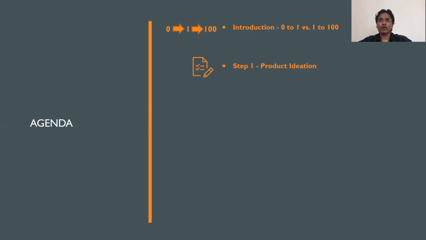Then we will talk about what are the various steps when you want to build a product from zero to one. So it starts with first step, which is product ideation. This step is about understanding your customer, understanding their pain points, and then coming up with your product document and the MLP idea.